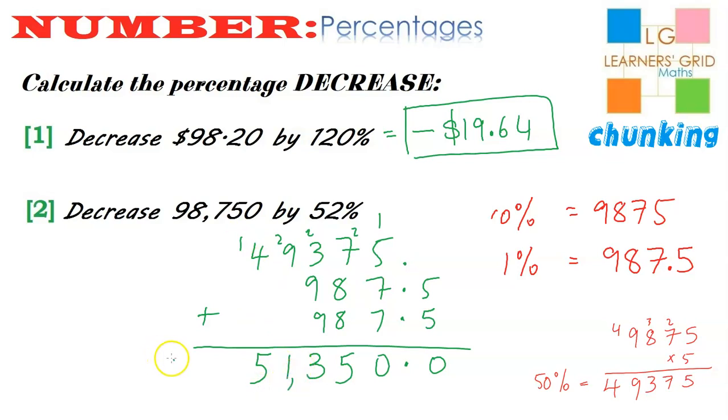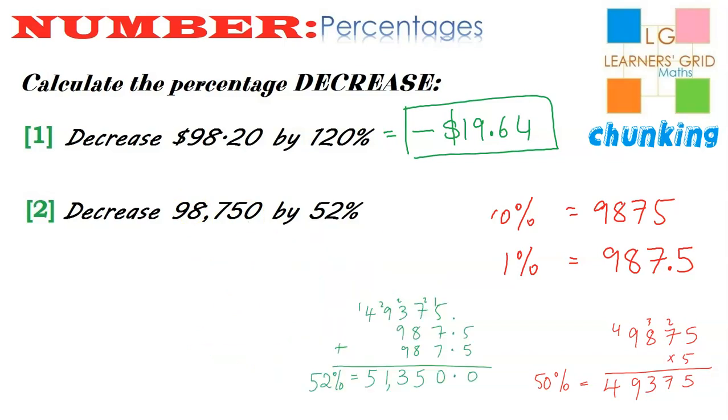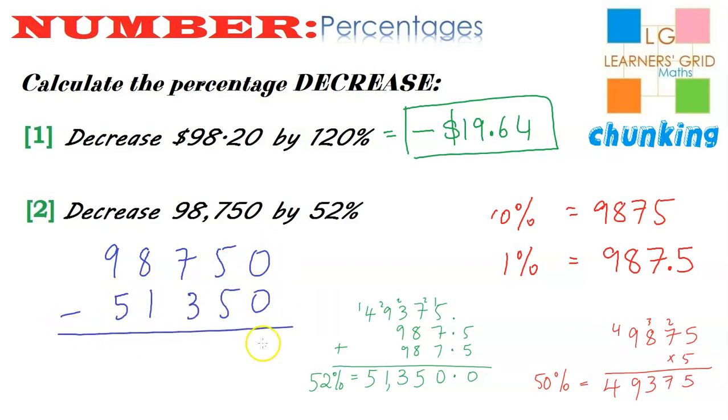So 52%, I now know, equals 51,350. What do I need to do with that? I need to take it away from 98,750. So let's calculate that final calculation. 98,750 minus 51,350. Do the calculation. This is 4, 7, and 4. And so the final answer becomes 47,400.